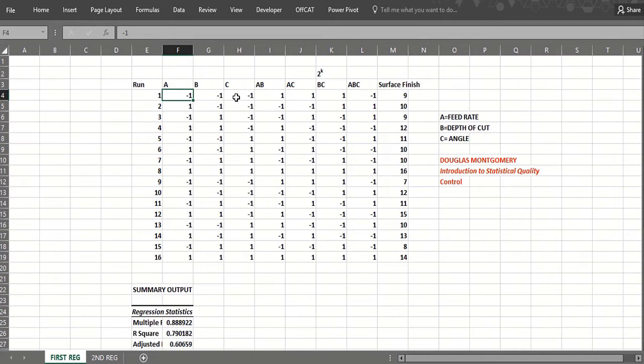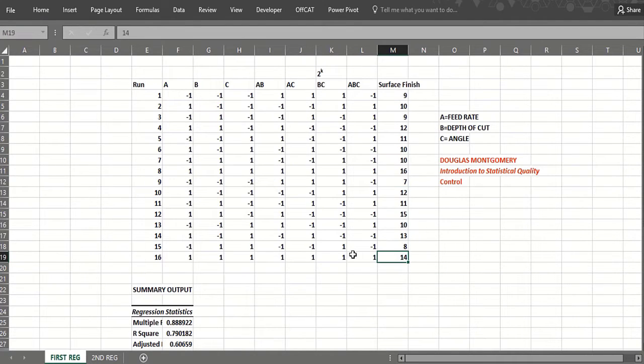A -1 will mean the low level of the factor. A is feed rate, B is depth of cut, C is angle. And a +1 will mean a high level of the factor. So here you see the 8 possible combinations where you pair every value of -1 or +1 with A, same with B, same with C. There are 2 to the third possibilities. And you measure the surface finish. And here we did it twice.